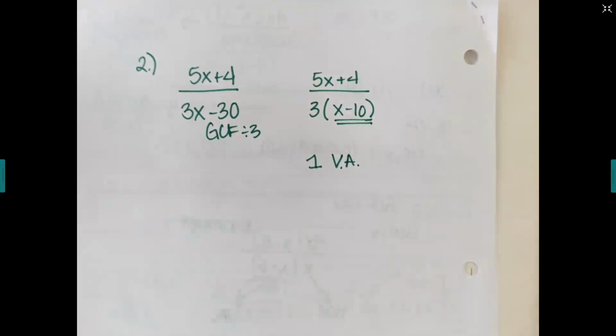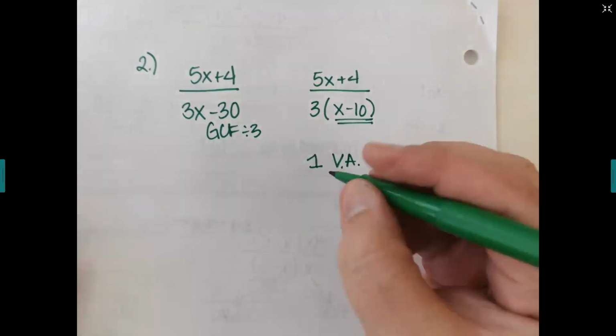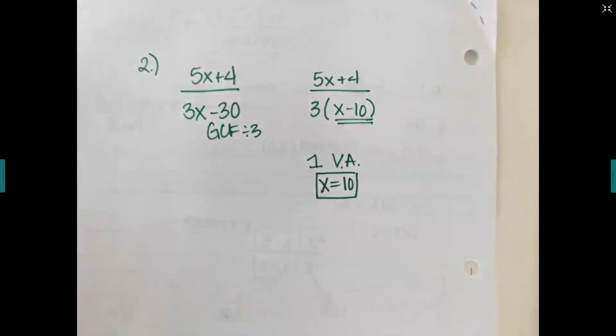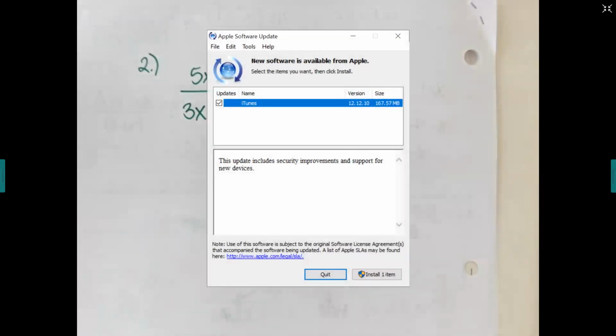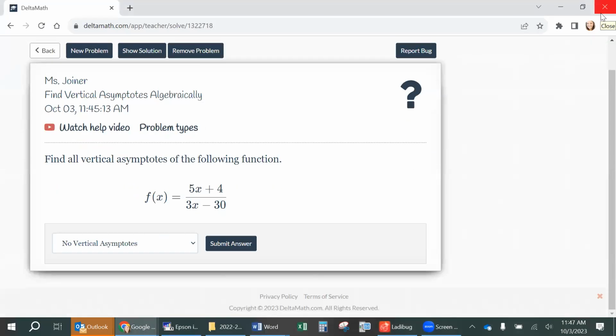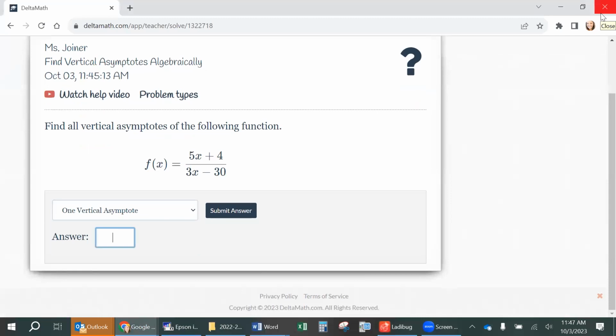Okay, on your screen, it should have a drop down for 0, 1, or 2. And then when you type it in, if it's an X minus 10 left over, what are you gonna put? X equals 10, yeah? If you just put 10, it'll count it off. Okay. So it'll look like this. So in your homework, you're gonna do 1 vertical asymptote, and then you're gonna put X equals 10 like that. Good?